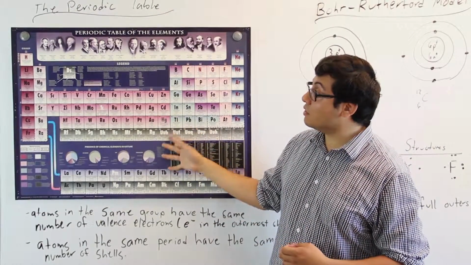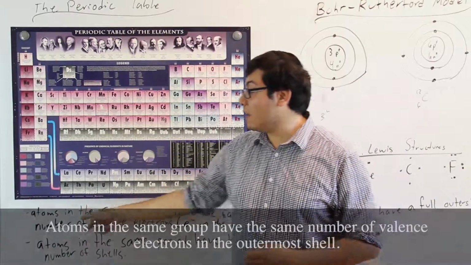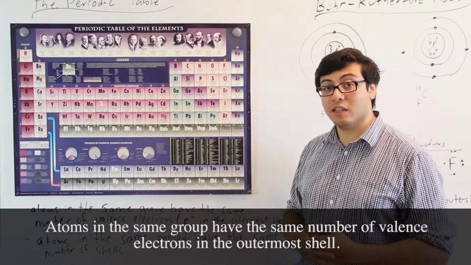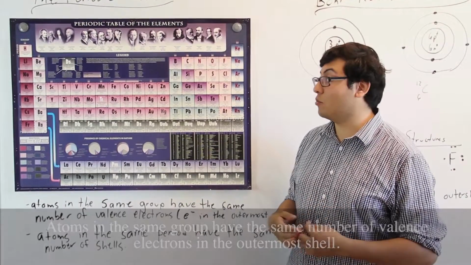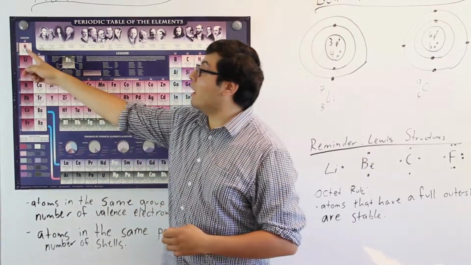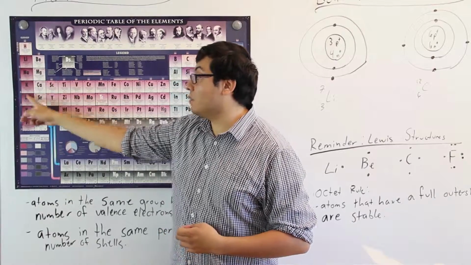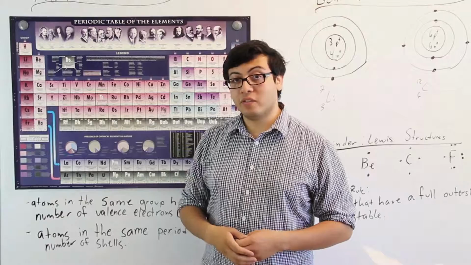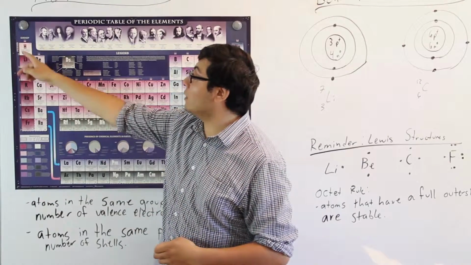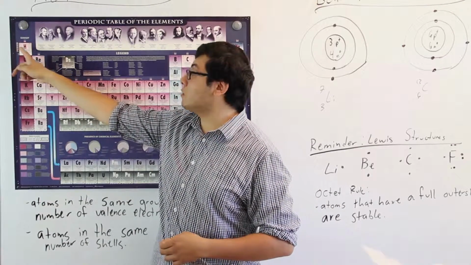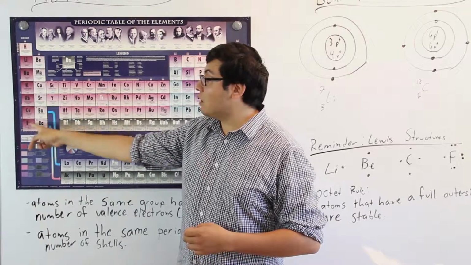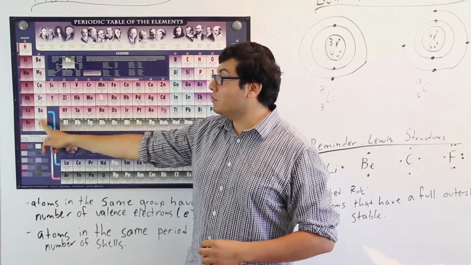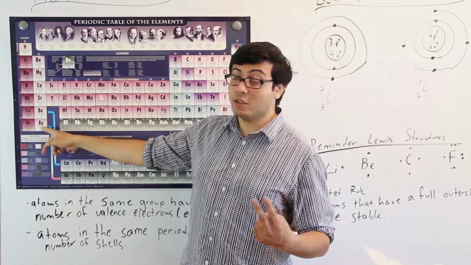A couple of things to note also about the periodic table is that atoms in the same group have the same number of valence electrons, and valence electrons are just the number of electrons in the outermost shell. So hydrogen, lithium, sodium, and so on all have 1 electron in their valence shell. You can tell the number of electrons in the valence shell by looking at the group number. So this is group 1. These elements all have 1 electron in their valence shell. This is group 2. These elements all have 2 electrons.